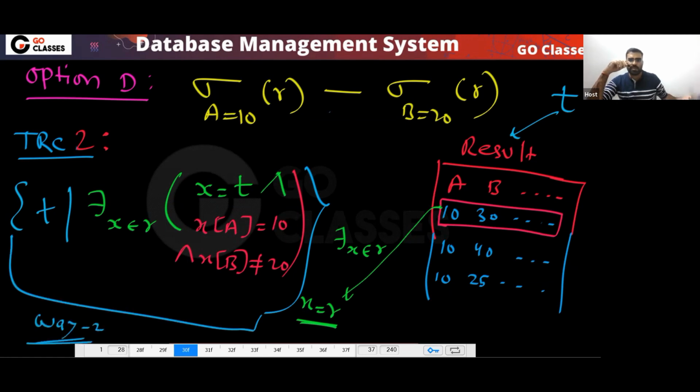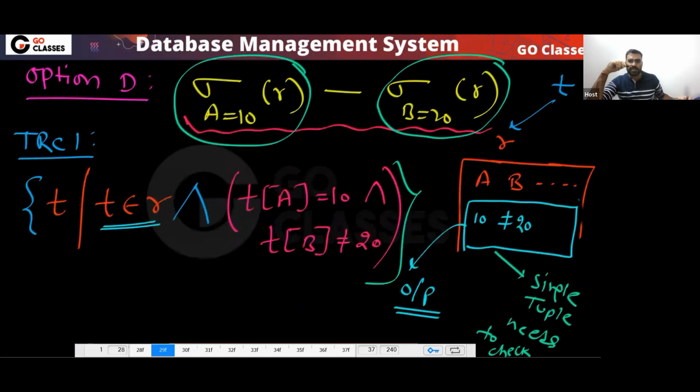So I want those tuples. This tuple in the result must be as it is in the relation R. There exists a tuple in the relation R which is as it is the same as this. And what should happen? XA must be 10 and XB must not be 20. This is your option D. Is this clear?